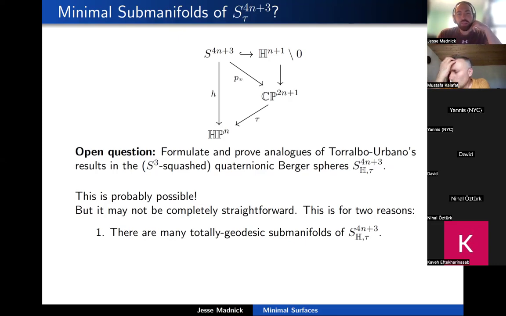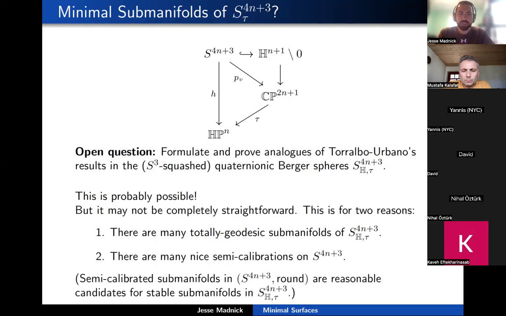there are quite a lot of totally geodesic submanifolds in these S3-squashed 4n+3 spheres. And by a lot, well, I'll show you what I mean on the next slide, but there's quite a lot. And that means that it's just very complicated. These S3 squashings of the 4n+3 spheres are just considerably more difficult, just from the point of view of how many totally geodesic submanifolds there are. And not only that, there are just thousands and millions of nice semi-calibrations on the 4n+3 spheres, which is a beautiful thing, but it's also a bit overwhelming.